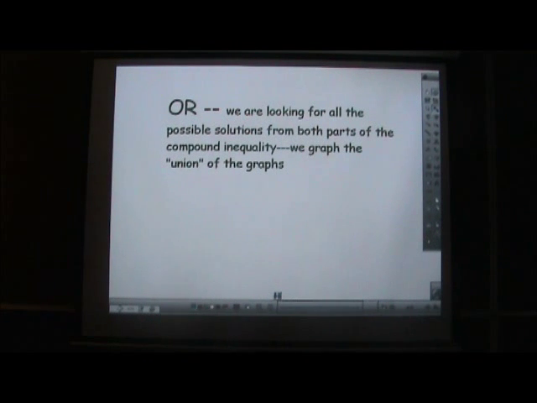The other possibility when you're doing compound inequalities is working with the word or. When we're looking for all the possible solutions from both parts of the compound inequality, we're going to use the word or. We call this the union of the graphs because we're going to bring down every possibility from either side. Sometimes they'll overlap, sometimes they won't. Let's look at a few.